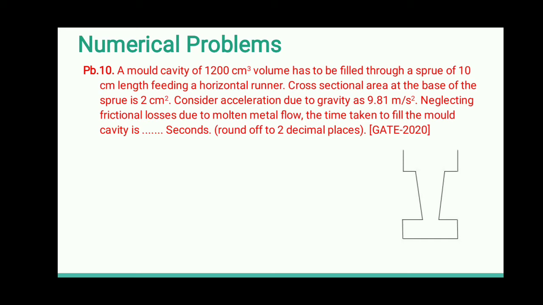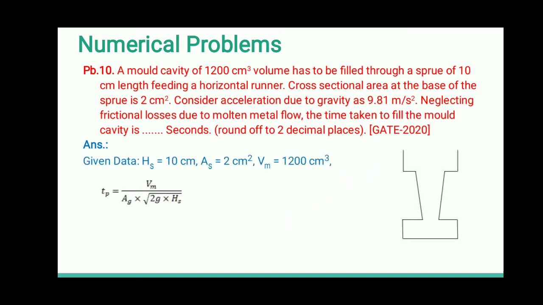So again, the same, nothing is given to you about the pouring basin, so we are using this HT as HS only. Okay, so these are the data that is given to you, and this is the formula for that. When you put these values into this formula, simplify it and calculate, you will get this value. So this will be 4.28 second. Okay, so this was the fill in the blank. 4.28 second is the time required to fill this mold cavity using top gate.